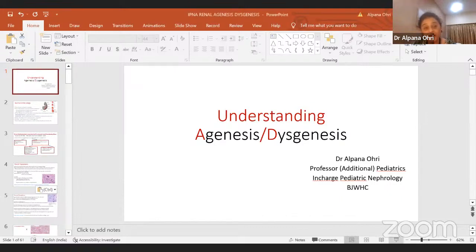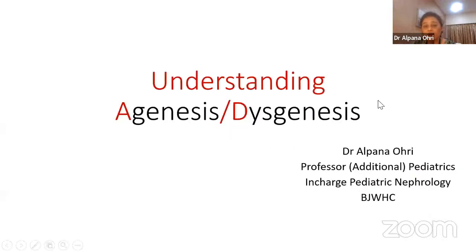I also think that a lot of speakers have already done a lot of justice to a similar topic, talking about genes and kidney development and so on. So I would touch on these topics briefly, but I would be specifically talking about the clinical bit more. So, understanding agenesis and dysgenesis.